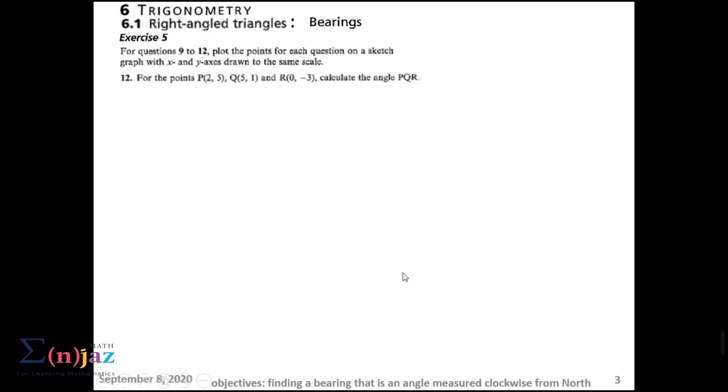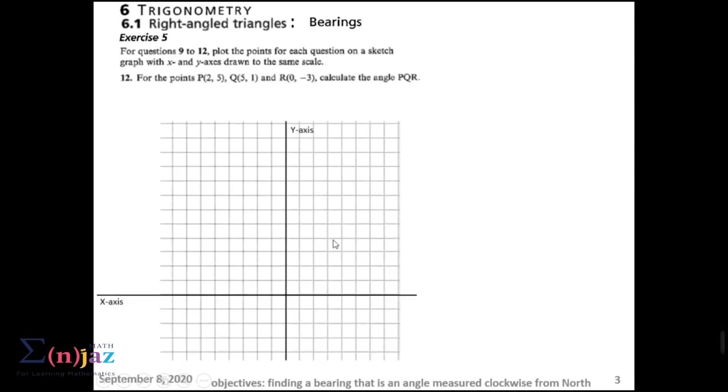Another question that I would like you to deal with before we get back to the question that I displayed at the very beginning of this video, and we're going to use the exact same skills, is for the points P, Q, R. The coordinates of each point are given to us, so we're going to start by drawing the coordinate plane.